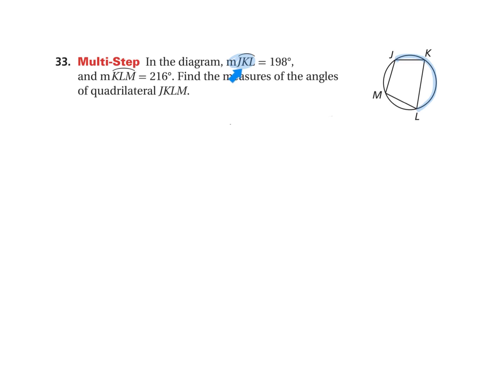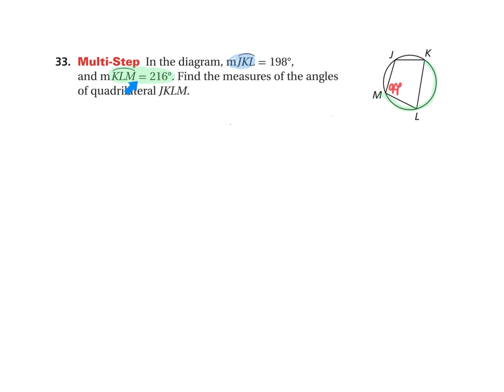Let's begin with looking at this blue arc JKL. It's been intercepted by angle M. And we know that the inscribed angle is half as big as the intercepted arc. So whatever this red angle's measure is, if you multiplied it by 2, you'd have the blue arc's measure, which is 198 degrees. So if we divide that by 2, then we know that this angle is 99 degrees.